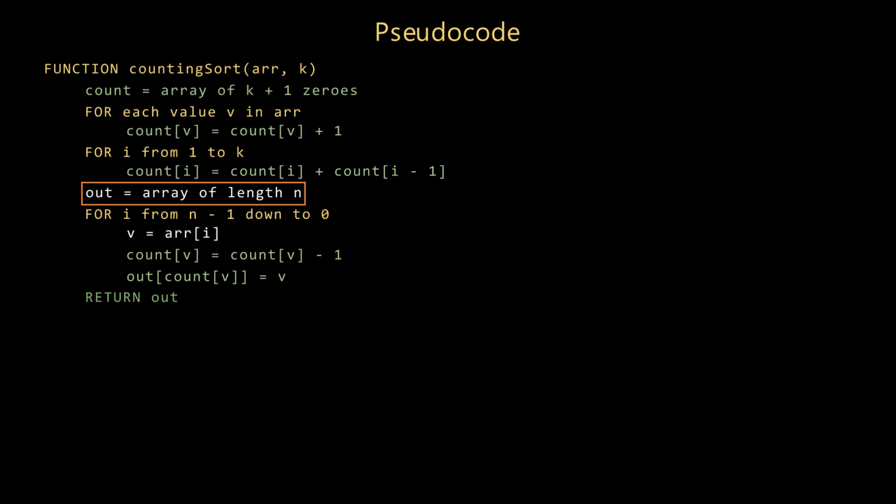Allocate the output array. Stable placement scans from the end of the input. Read the current value. Move that bucket's right pointer one step left. Write the value into the output at that index. Return the sorted output.